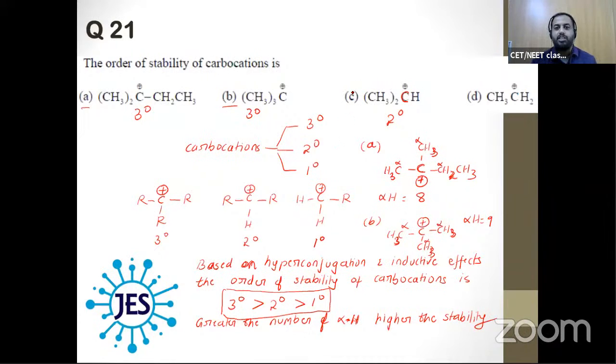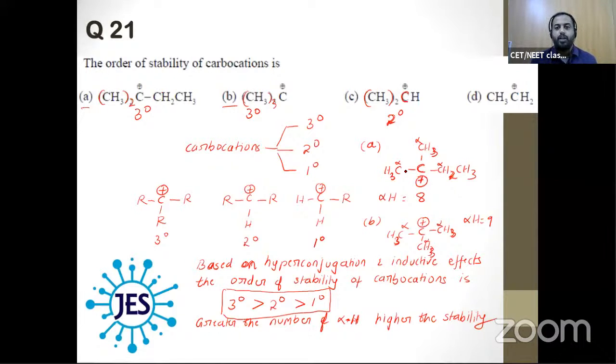Look here, option C, there are 2 alkyl groups. So it is secondary. Option B has 3 alkyl groups, so tertiary. Look at option A, 2 methyl groups and 1 ethyl group. Together that makes 3 alkyl groups. That also is tertiary. When there are two tertiary, how to decide? That's when you should take the number of hyperconjugation structures. How to find the hyperconjugation structures? Easy. Find out how many alpha hydrogens are there. You must first find out how many alpha hydrogens there are.